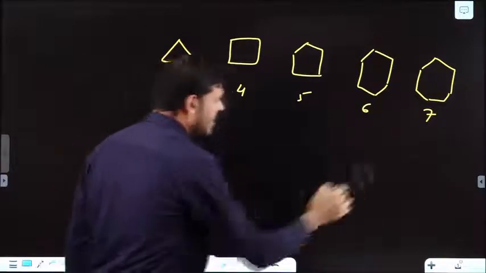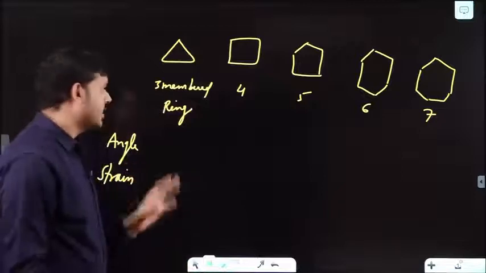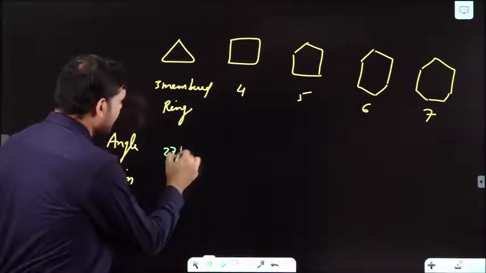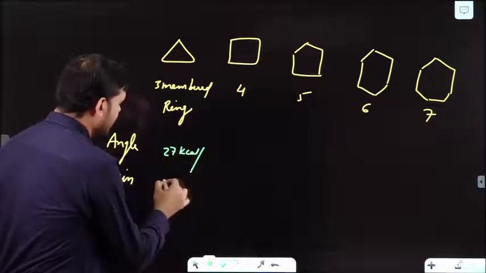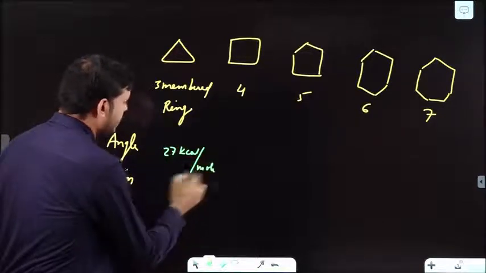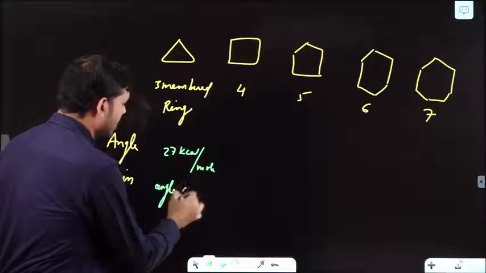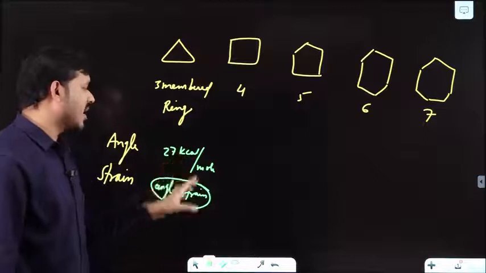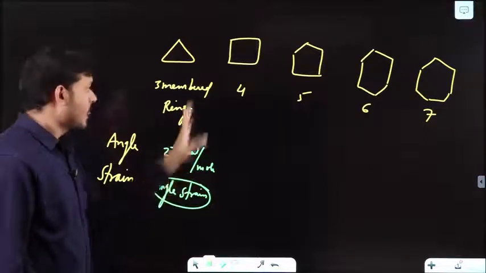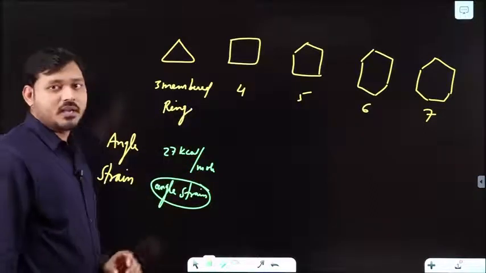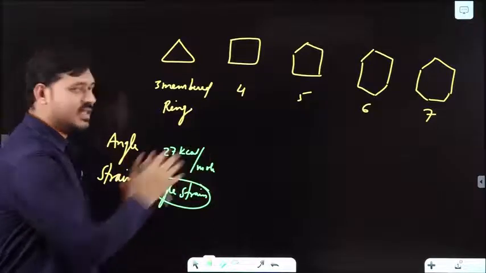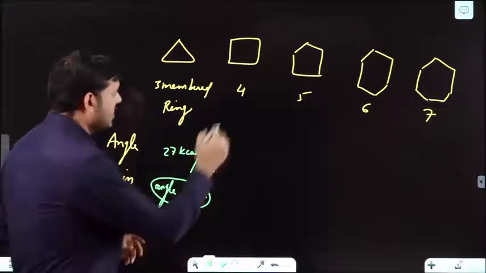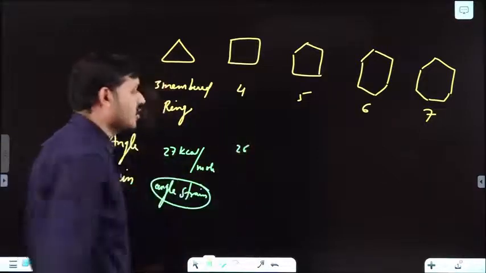If I have to say the general case, then a 3-membered ring has approximately 27 kilocalories per mole of angle strain. Okay, a rough figure I am telling you, approximately 27 kilocalories per mole angle strain. Now when we talk about a 4-membered ring, this angle strain is decreased because the ring becomes relatively more stable. So this is approximately 26 kilocalories per mole.